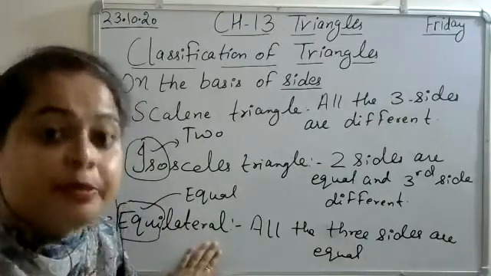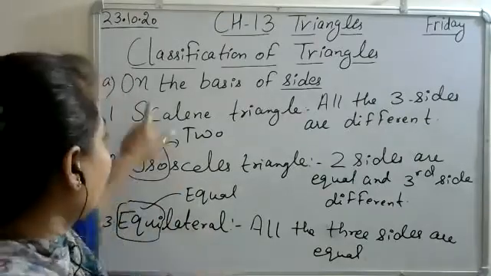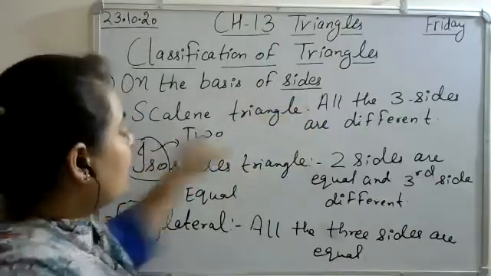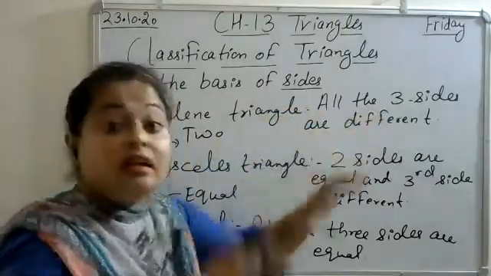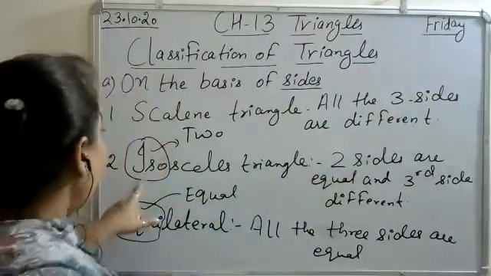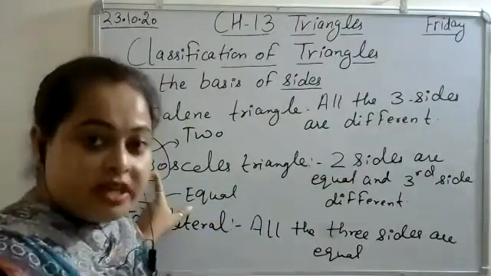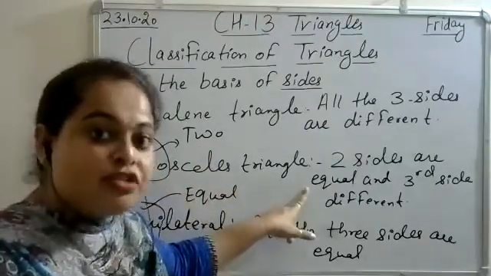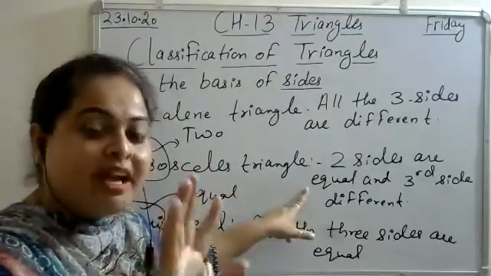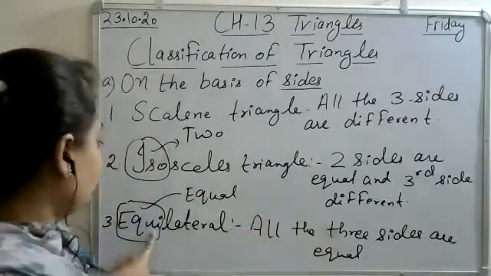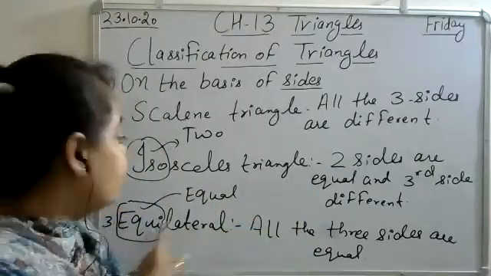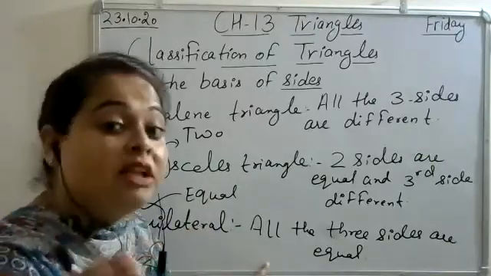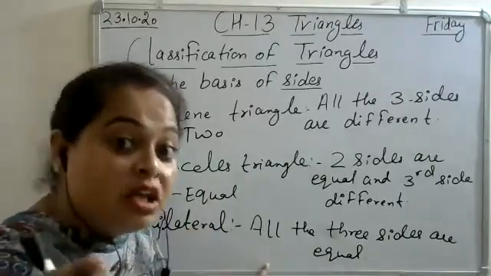So this is the classification. Classification means types of triangles on the basis of sides. Scalene, all the three sides are different. Iso word is used for two. So this is a triangle in which we have any two sides equal, any two. Equi word indicates equal. So this is a triangle in which all the three sides are equal.